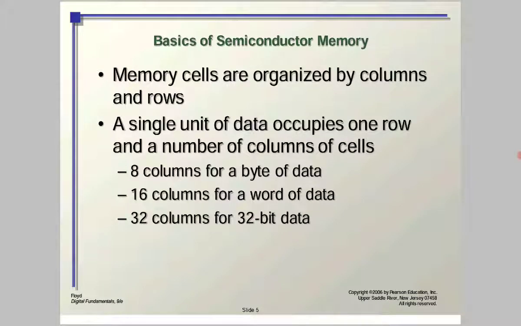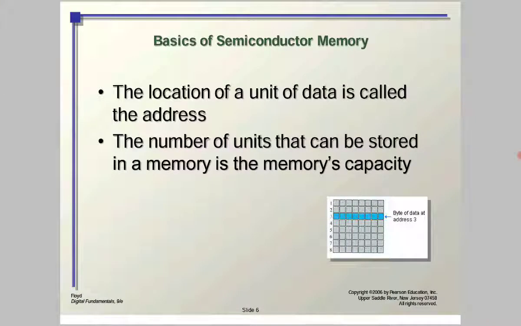Memory cells are organized by columns and rows. A single unit of data occupies one row and a number of columns of cells: 8 columns for a byte of data, 16 columns for a word, and 32 columns, like that. 16 columns are 2 bytes, and 2 bytes are called a word in memory representation. The location of a unit of data is called the address.